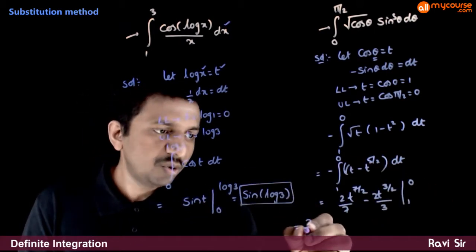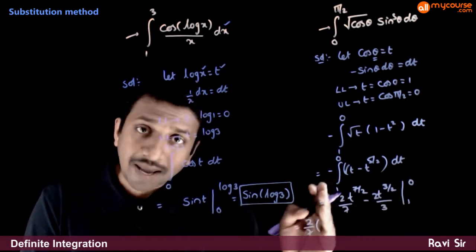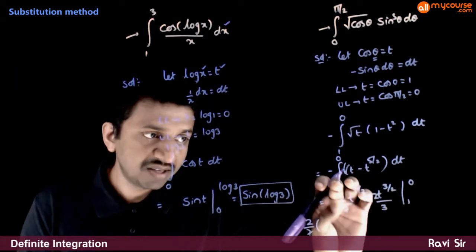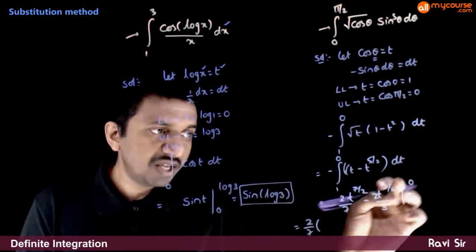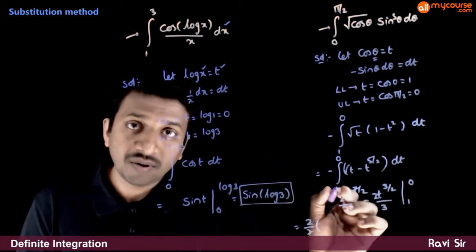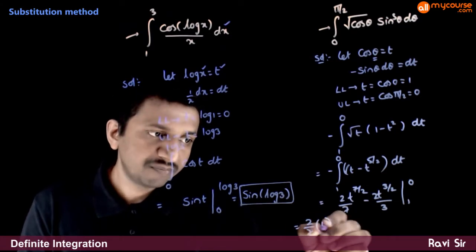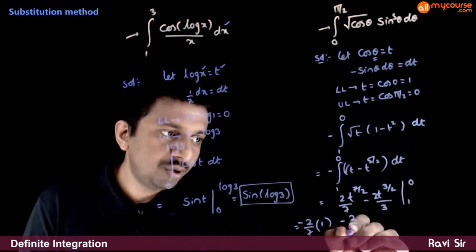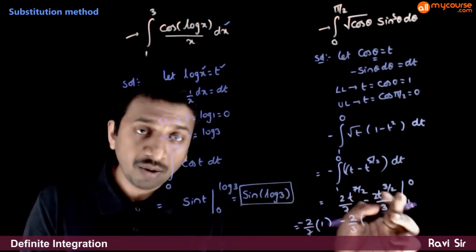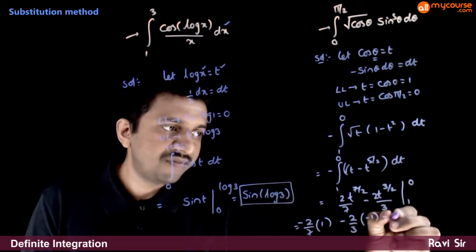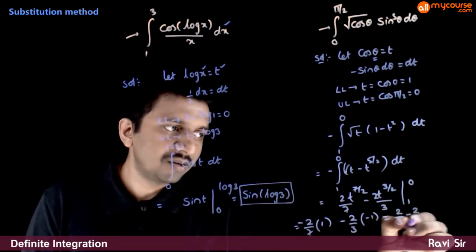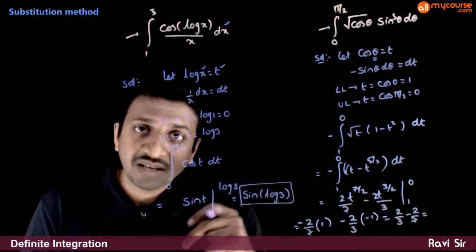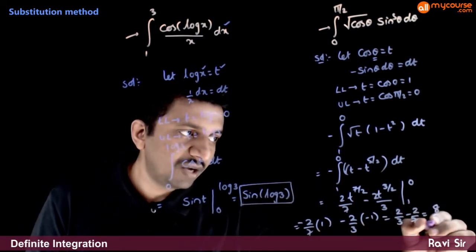That is equal to 2 by 7 times, and I am substituting function by function. First I will do the substitution for this. 2 by 7 is a constant. So 0 minus 1, and 1 power 7 by 2 is 1. So 2 by 7 into minus 1, minus 2 by 3 into 0 minus 1 again. So effectively it is 2 by 3 minus 2 by 7. If I take 2 as common, 7 minus 3 is 4, so 8 by 21 is the answer.